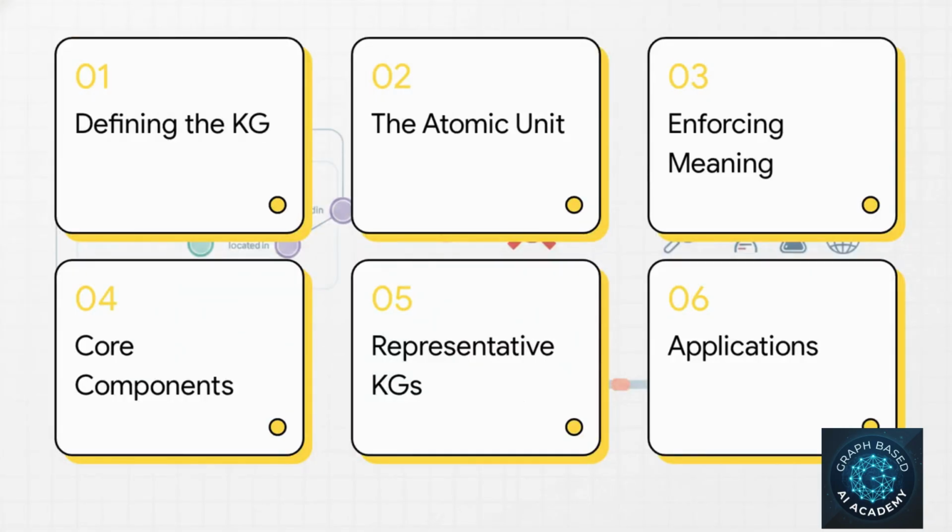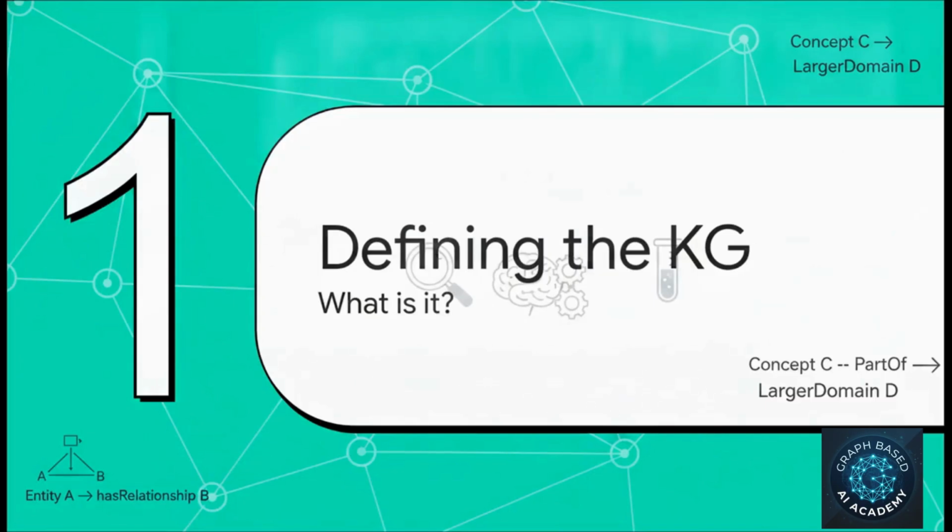Here's our roadmap for today. First, we're defining the knowledge graph. Second, we'll look at the atomic unit, triples. Third, enforcing meaning with schemas. Fourth, core components. Fifth, some representative KGs. And finally, real-world applications. All right, jumping right into part one, defining the knowledge graph.